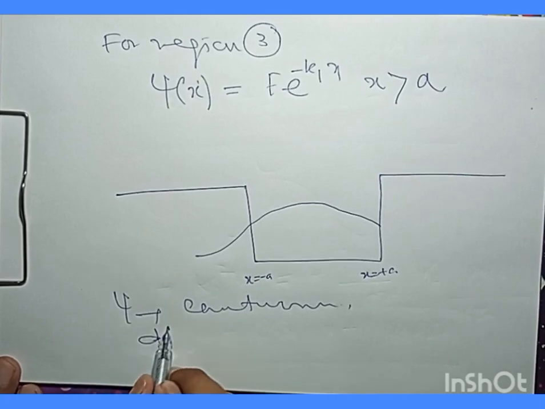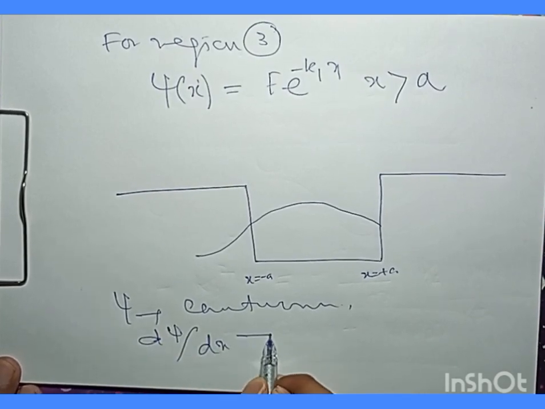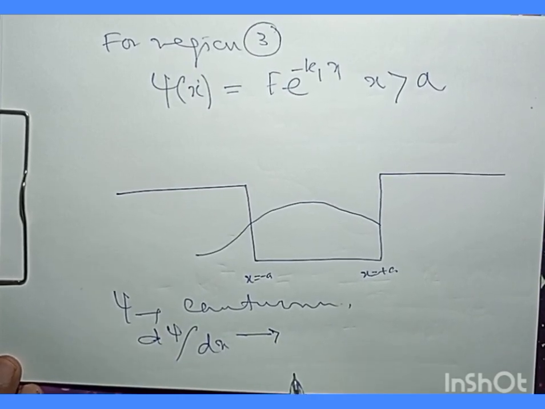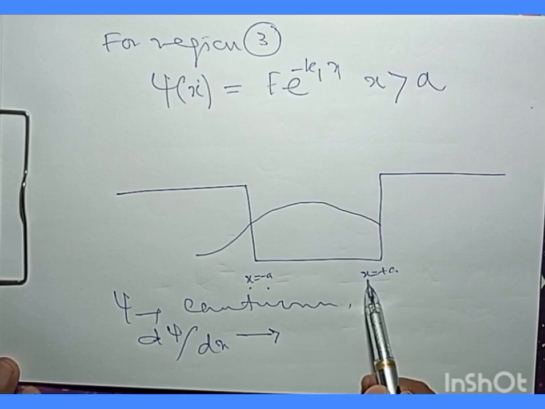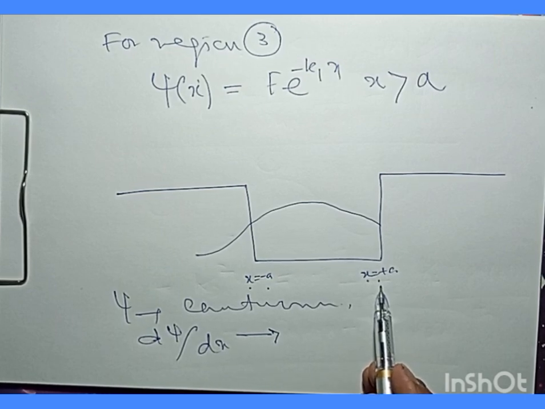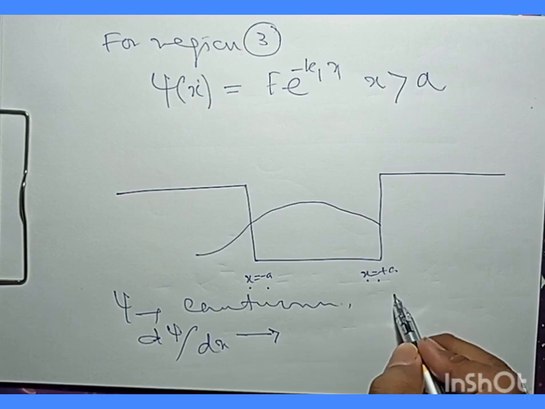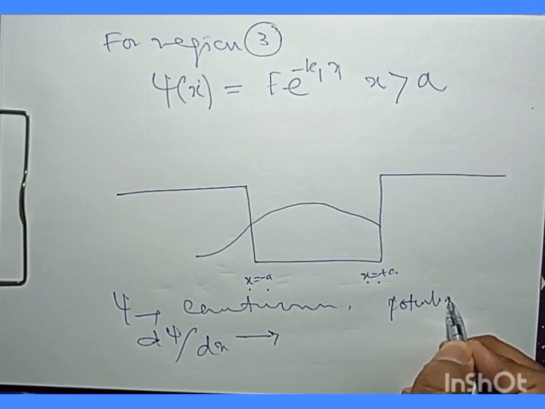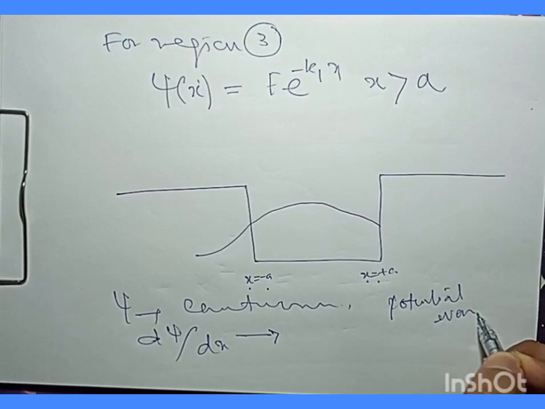That means the derivative of psi has to be continuous. It has to be continuous at x equal to minus a and x equal to plus a, and we would like to choose our potential. In this problem, we will choose our potential as an even function.